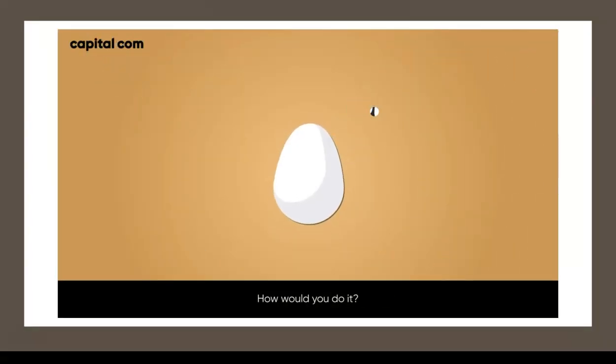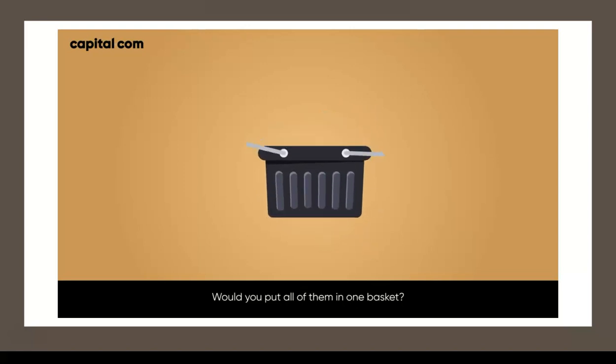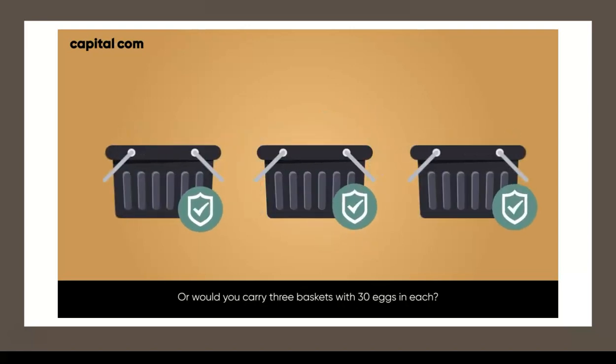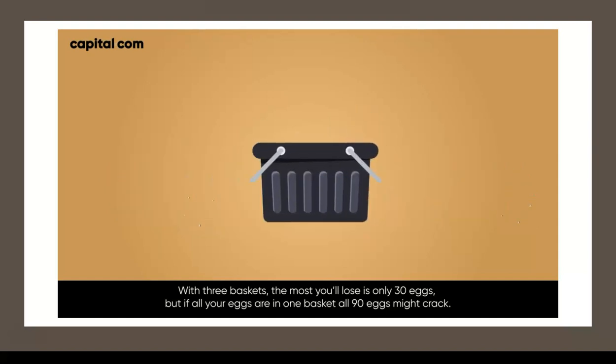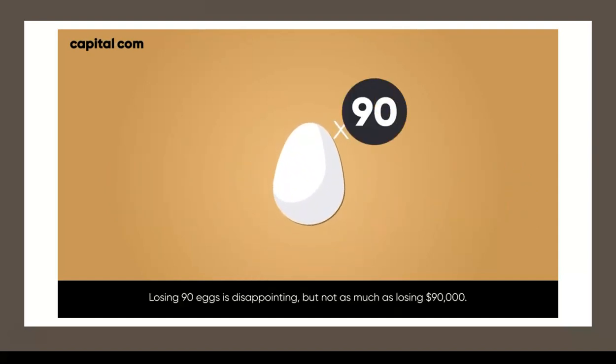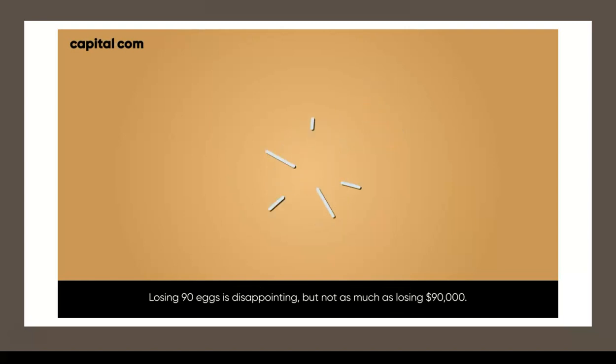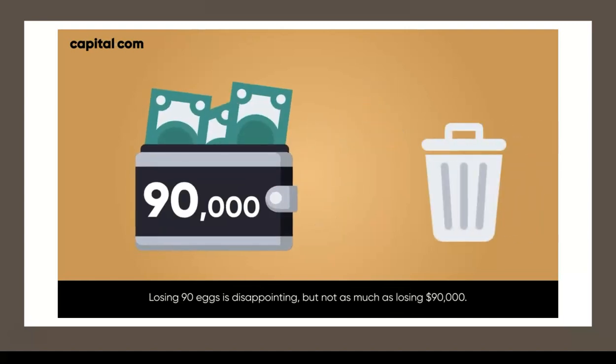90 eggs to carry. How would you do it? Would you put all of them in one basket? Or would you carry 3 baskets with 30 eggs in each? The risk is that you drop a basket. With 3 baskets, the most you lose is only 30 eggs. But if all your eggs are in one basket, all 90 eggs might crack. Losing 90 eggs is disappointing, but not as much as losing $90,000.